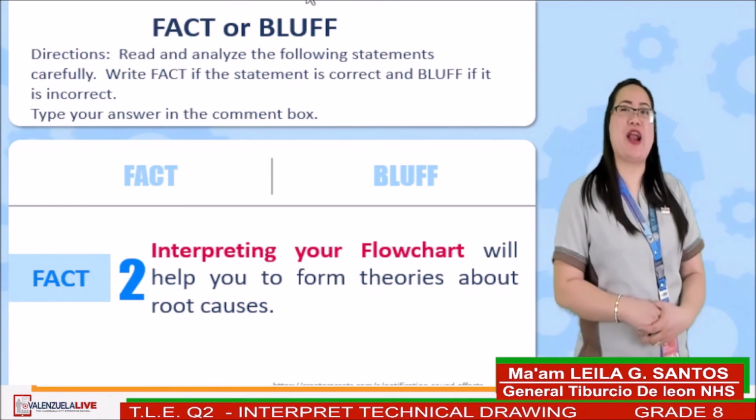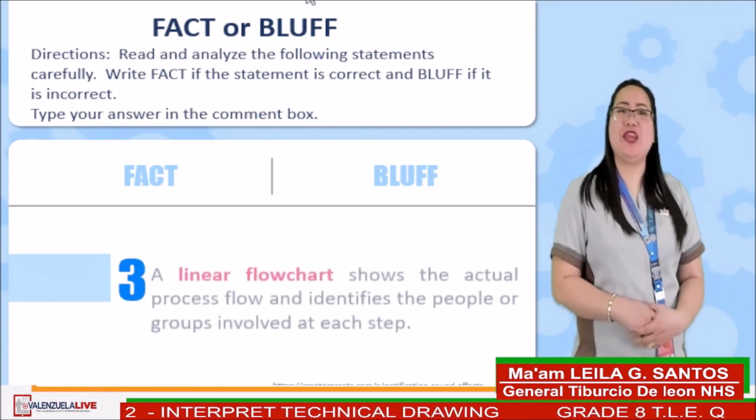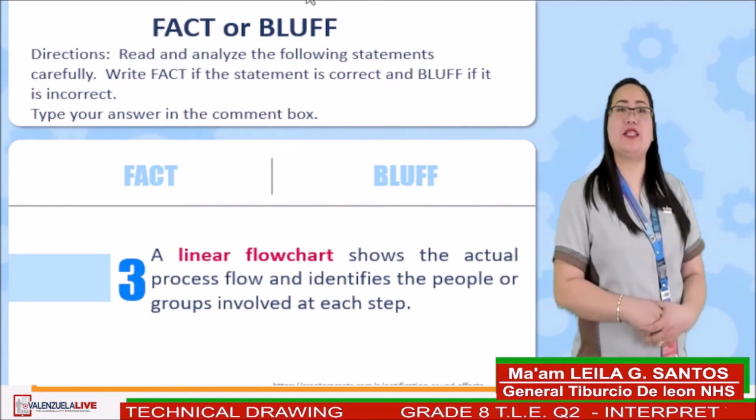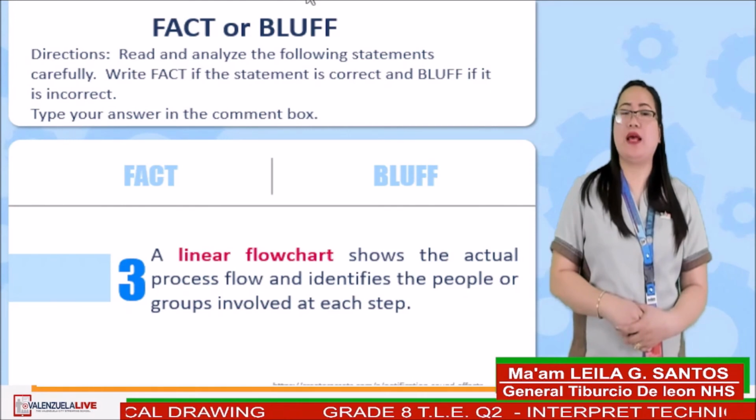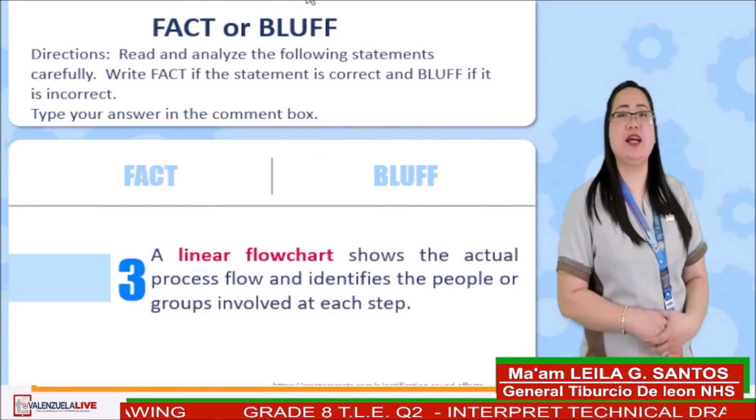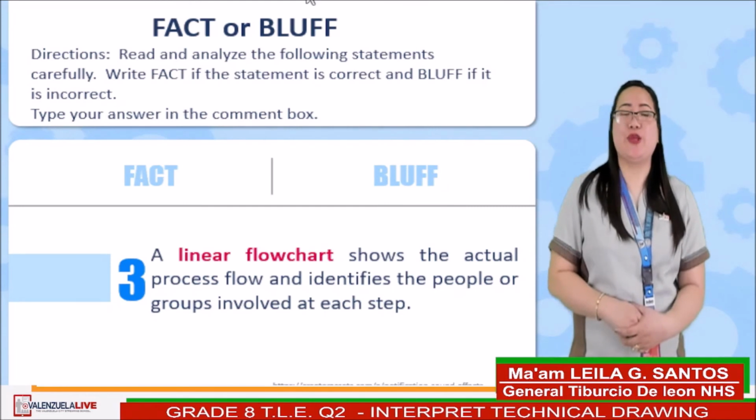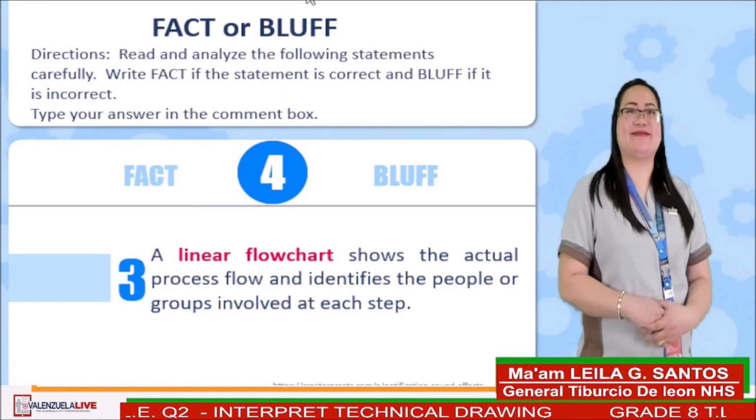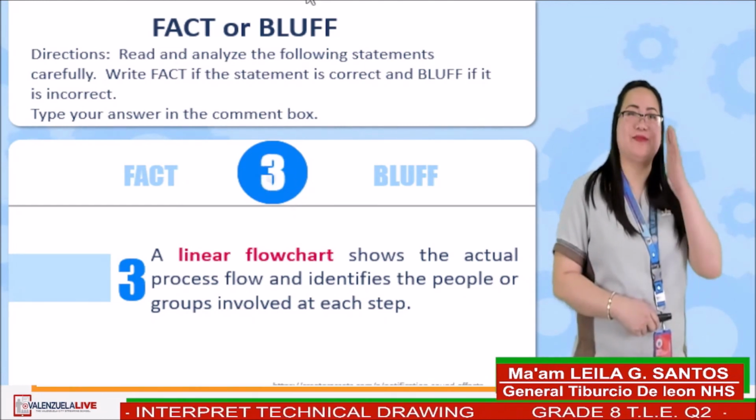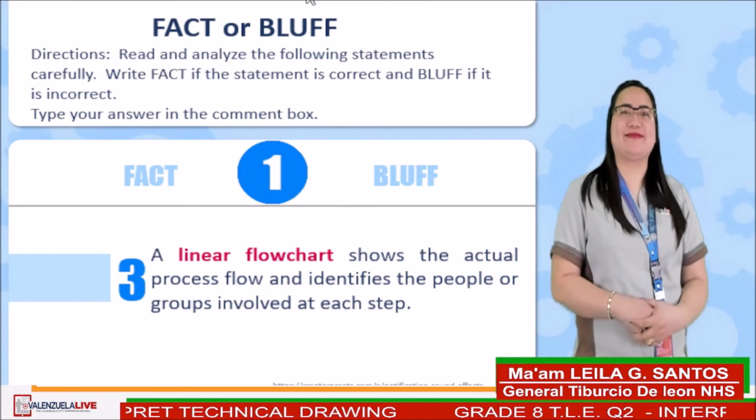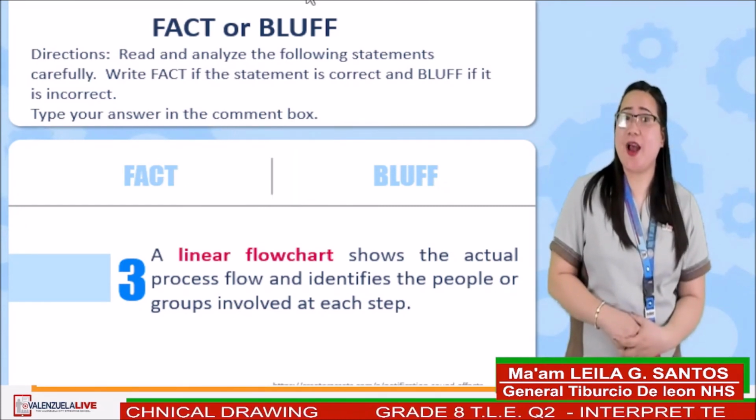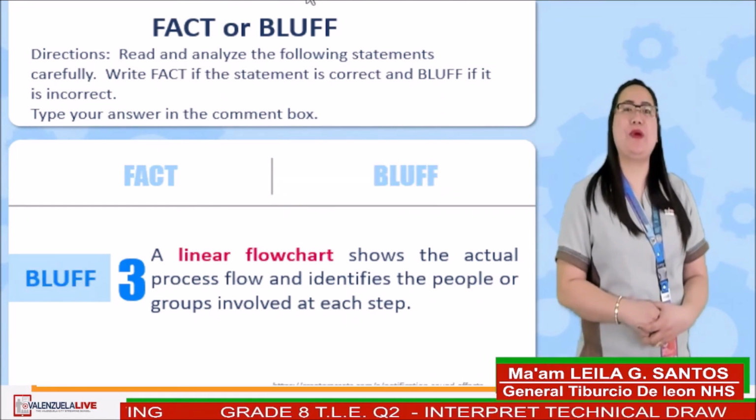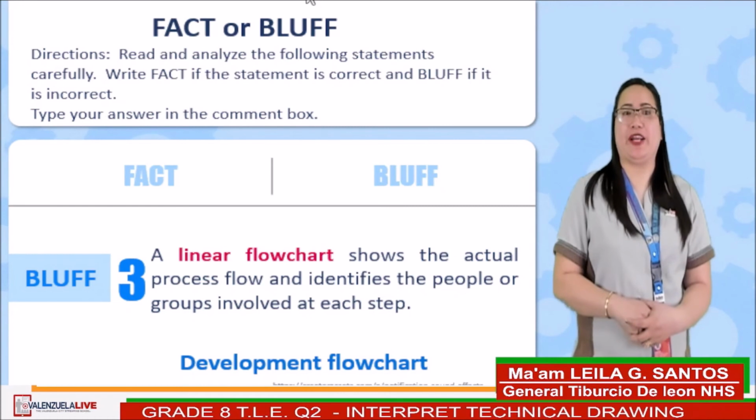How about the answer for item number 3? A linear flowchart shows the actual process flow and identifies the people or groups involved at each step. Is it a fact or it is a bluff? Your timer starts now. Time's up. If your answer is bluff, that is correct. It should be deployment flowchart.